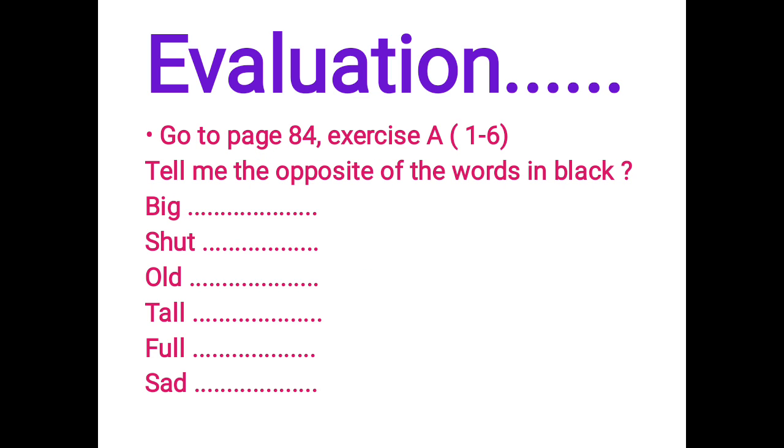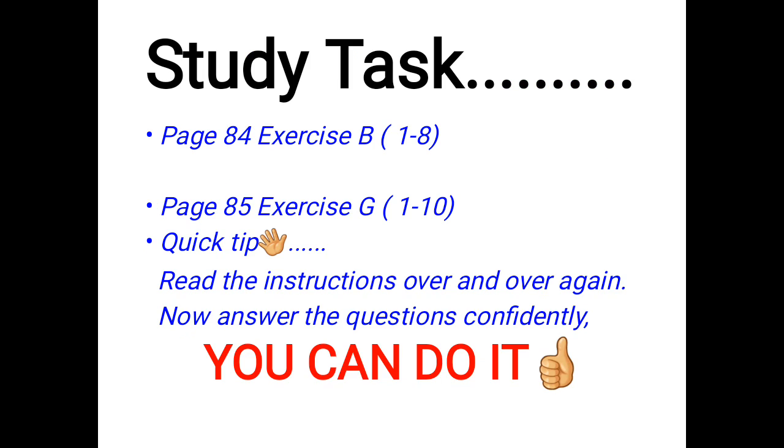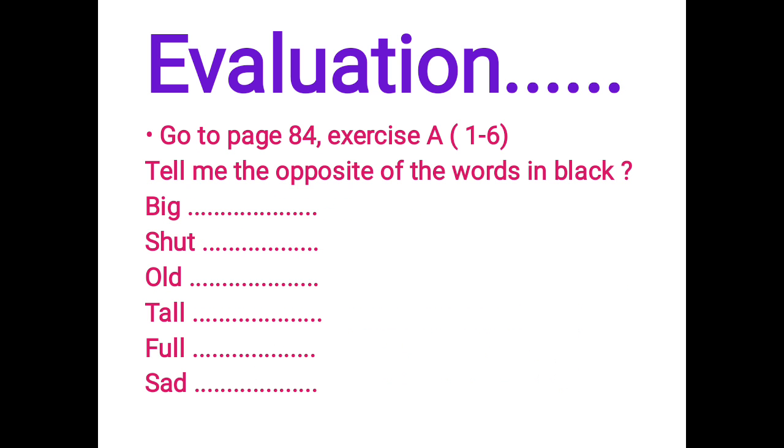Yes, let's go on. Now the evaluation. For evaluation, we'll be going to page 84. Turn to page 84 of your textbook. Exercise A. You can see where exercise A is written. We're going to be looking at questions 1 to 6. Before we go into that, I want you to tell me the opposite of the words in black from your textbook. From number 1, I can see the word big.